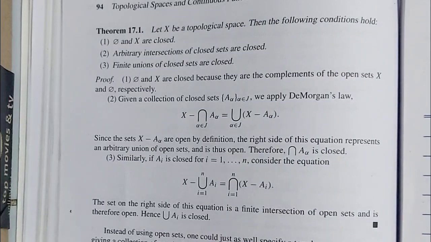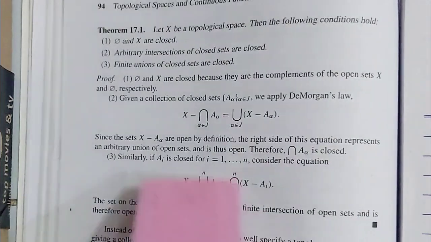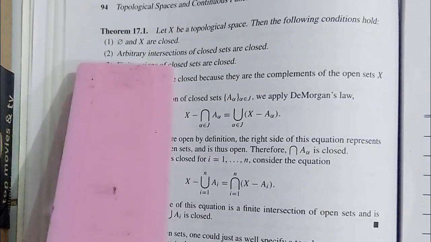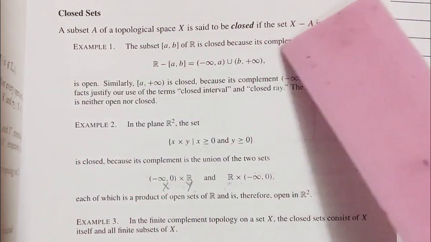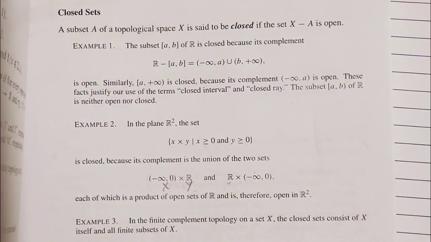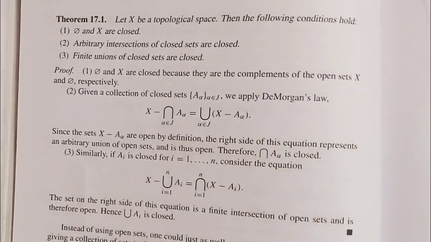In the previous video we have seen a closed set and some examples, and we have proved this theorem. Now let's go for the next theorem. In the previous video we saw this closed set and all these examples, and we also saw this theorem and proof. So let's go for the next theorem.